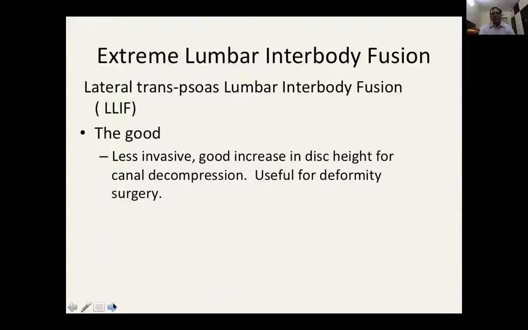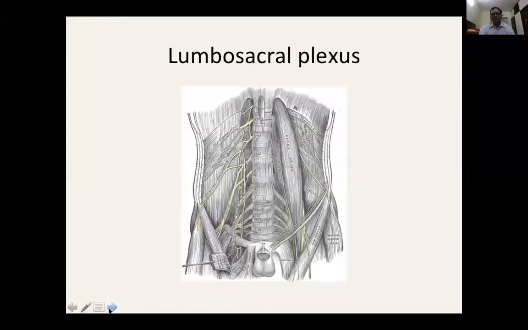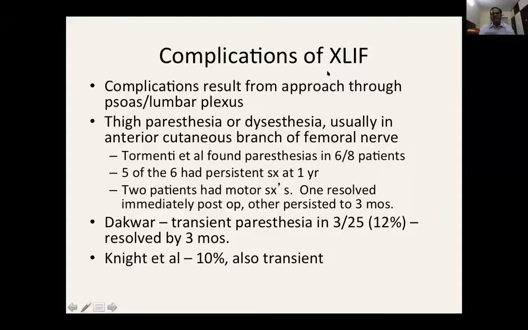Now, this is the lumbar plexus anatomy. Because one goes through the lumbar plexus in an extreme lateral fusion, the complication rate is quite high, almost 10%, though it is transient. Some people have reported 12% because of paresthesia, and sometimes, if you're not careful, it can also damage the femoral nerve.